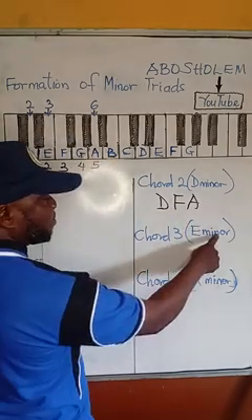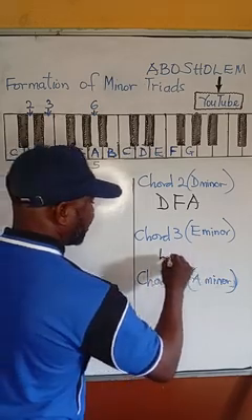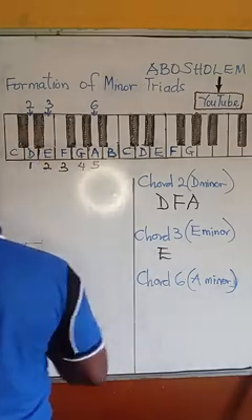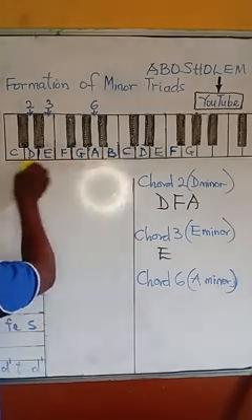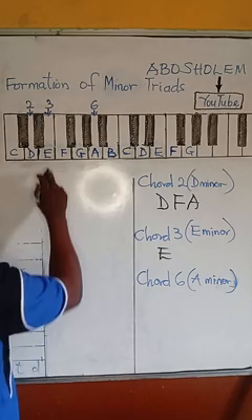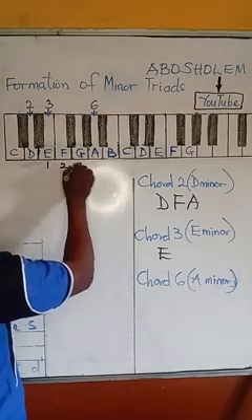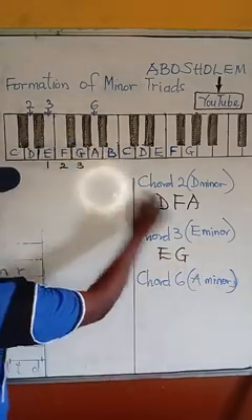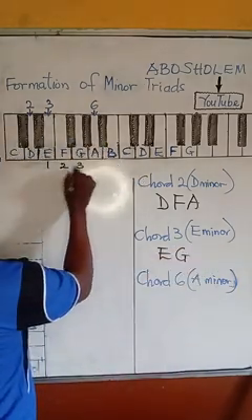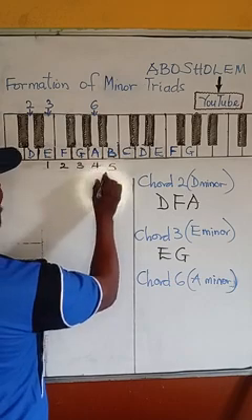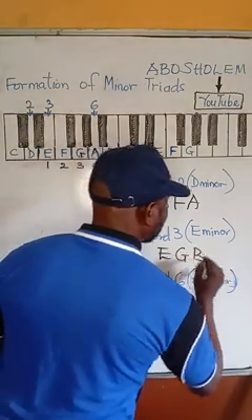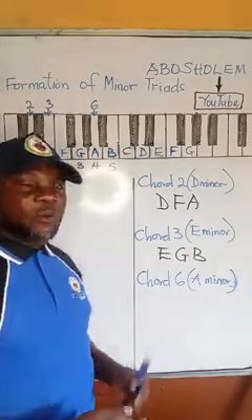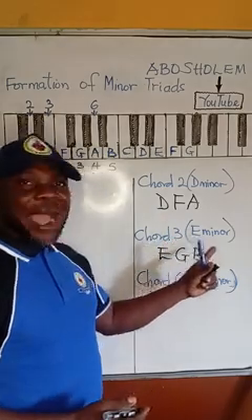Now, chord 3. As the name says, E minor. E is the root. Then 3 steps from E, which is the root of the triad. Here is E. 1, 2, 3. G is the second note. Then you count 5 steps to get the third note. 1, 2, 3, 4, and 5. B. So B is the third note of the triad. That's about the second triad, which is chord 3, E minor.